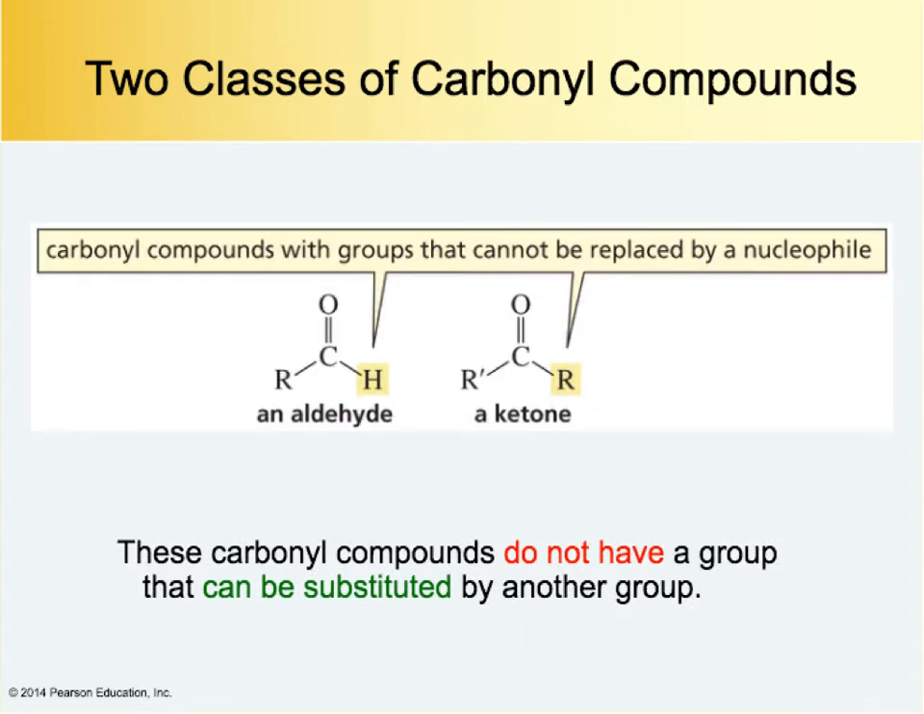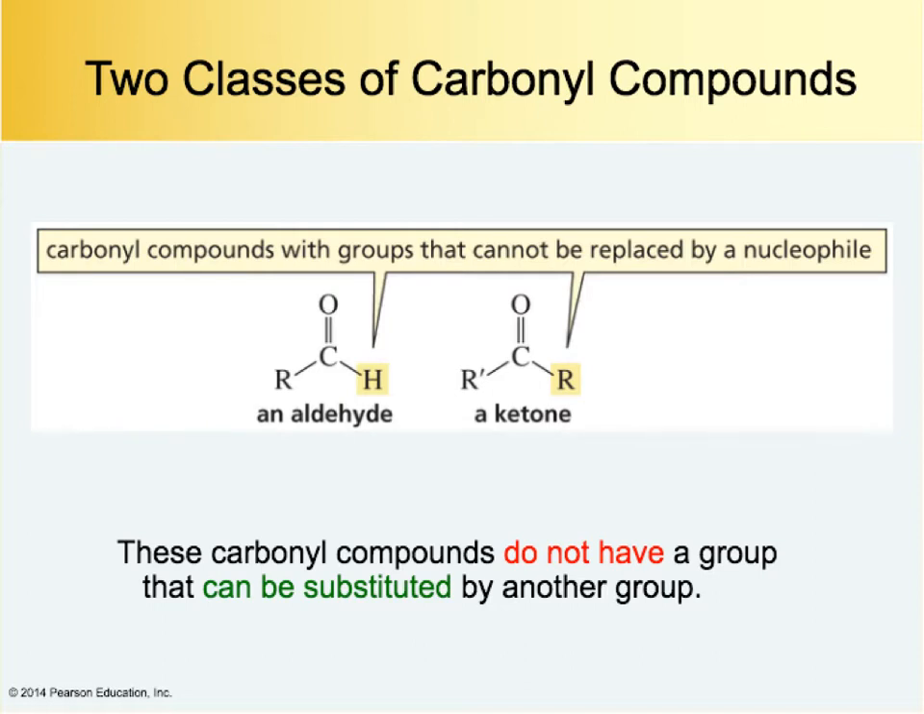So here are the other classes, the H and R, right? These cannot be replaced by a nucleophile, because H minus or R minus or C minus are not very good leaving groups. A good leaving group is something that's stable. We've seen the leaving group hierarchy before. H minus and C minus would not be very stable. They would not be very good leaving groups.